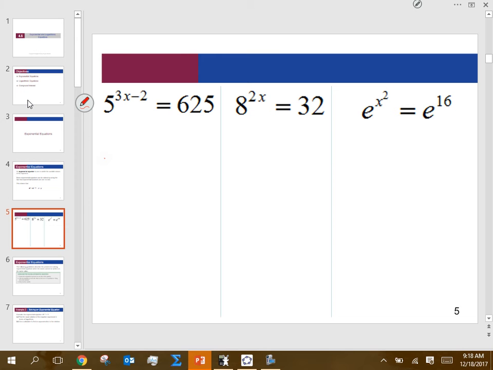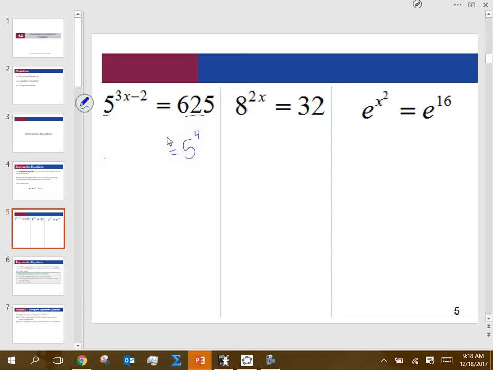But we should hopefully be able to recognize some relationships between that number and that number. And the hope is that you can take that number and rewrite it so that it has a base of 5. And that should be 5 to the 4th. 5 times 5 times 5 times 5 is 625. If you can't do that, I'll show you a technique in a little bit that gets me the same exact answer, just using a different approach.